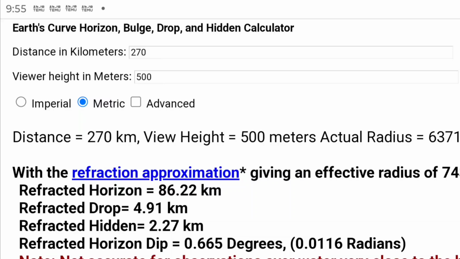Okay, I'm pretty sure this is the calculator that Roohif uses, but before we go over his numbers, let's look at some of the numbers he never points out. So let's check this out. Refracted horizon dip, 0.665 degrees. And also there's a couple other calculations on here he never covers. And we'll go over them later, and I'll show you why he doesn't cover them.